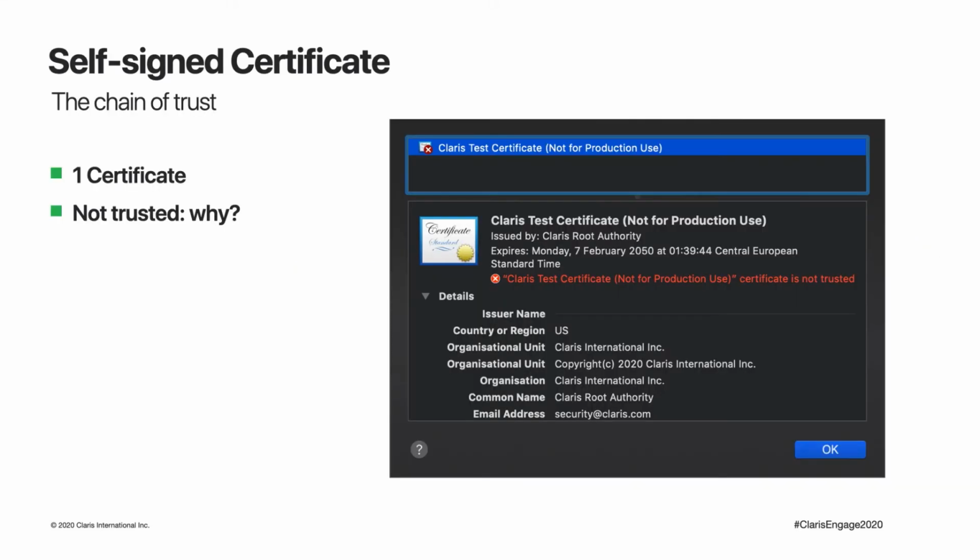So let's have a look at a default installed FileMaker server with a self-signed certificate. If we look at the certificate chain, we will see one certificate, and it's not trusted. Why is it untrusted? We did not mark it as untrustful. It's by default untrusted. So who decides this? Does it mean Claris is not a trustful company?